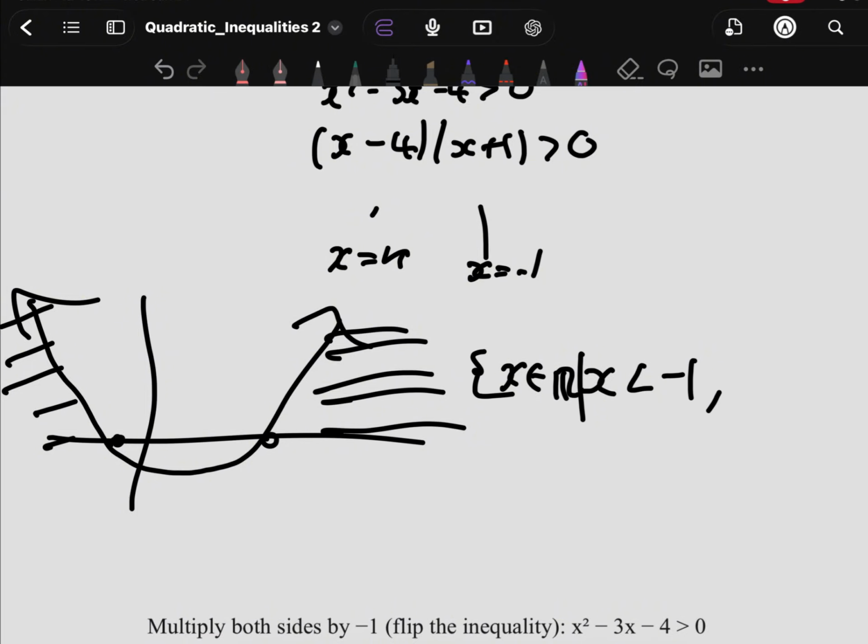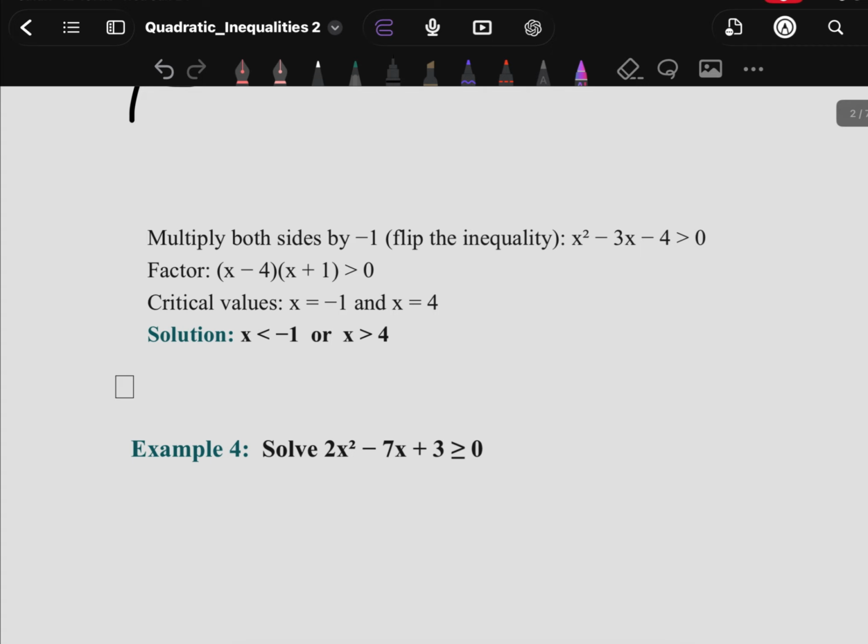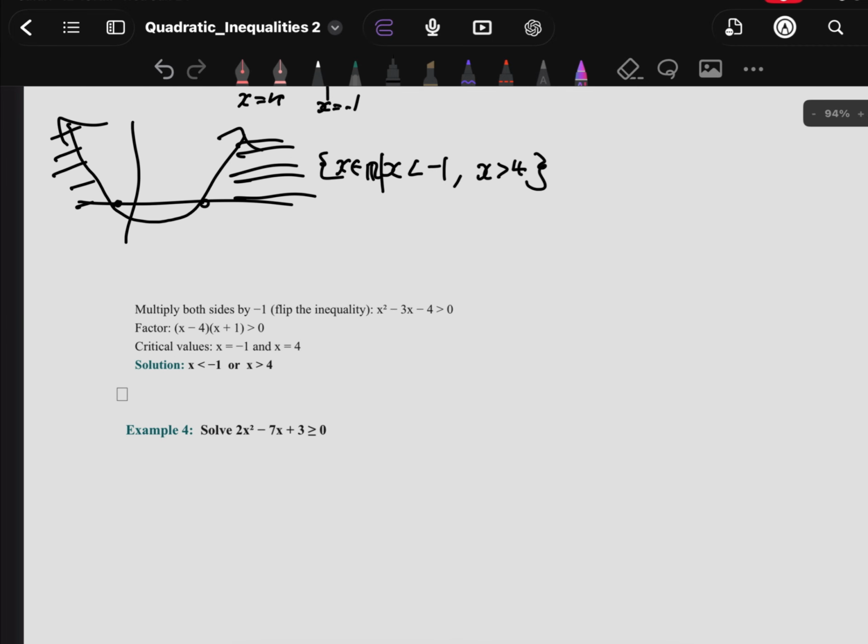X is less than negative 1, as well as x is greater than 4. And here, if we look, yep, x is less than 1 or x is greater than 4.